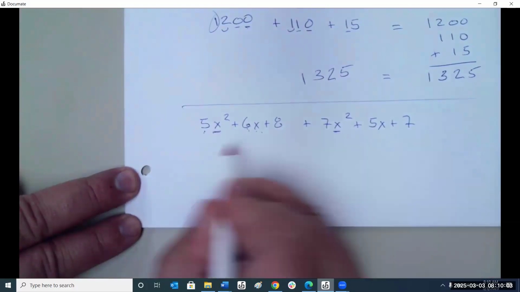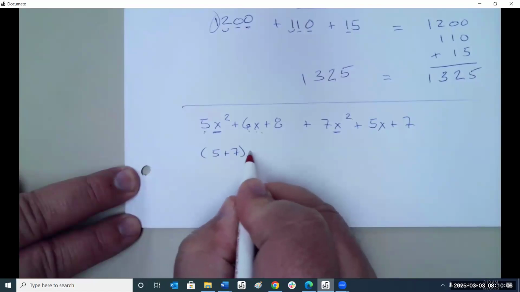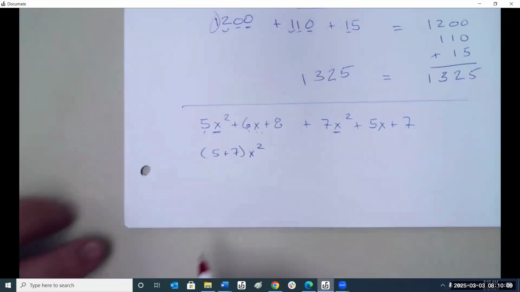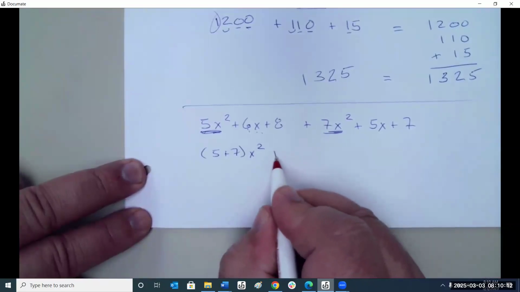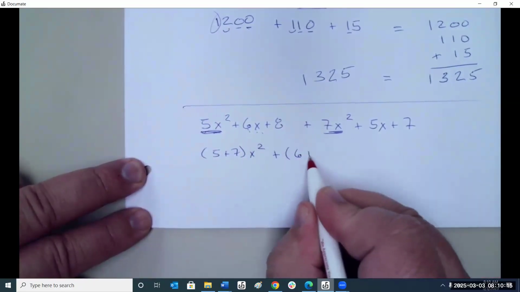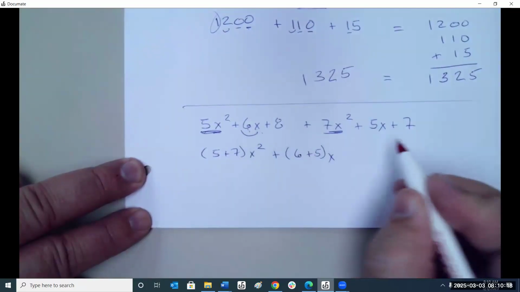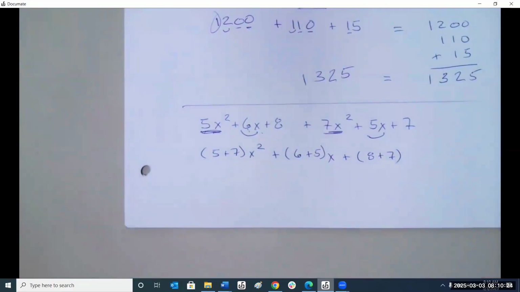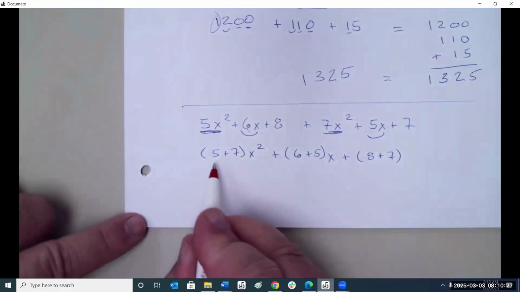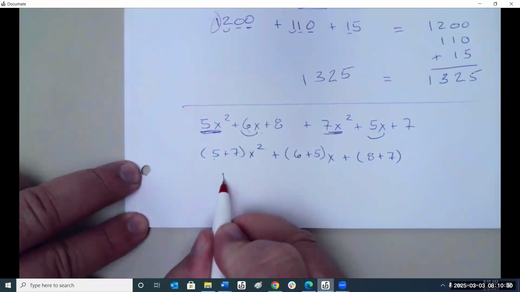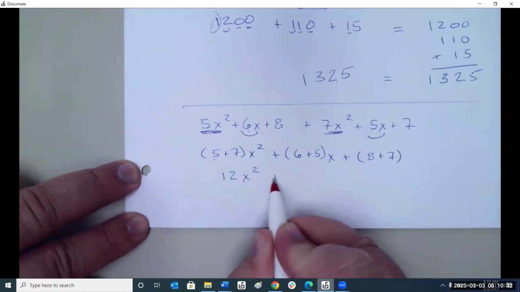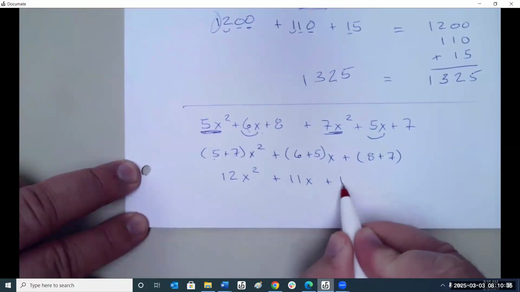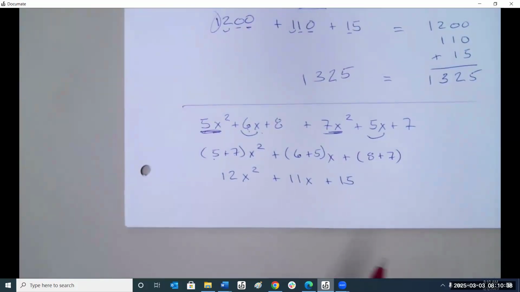Well, let's look at how we have 5 plus 7x squares. That's those two. Then we have 6 plus 5 x's. That's those. And then we have the single numbers, no terms, no variables. 5 plus 7 is 12x squared, 11x plus 15. Can we combine them any further? No, because they're not like terms anymore.